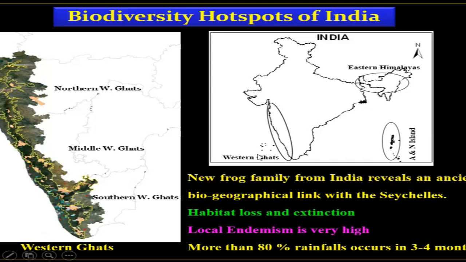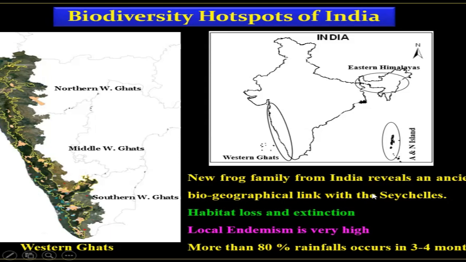And it has a connection between the frogs of the Seychelles Islands and South Africa, especially the eastern part near Madagascar. The Seychelles Islands are there, and all these things are very unique with their habitats, the rain pattern, temperature, humidity, all such things. And that's why more than 80% of rainfall occurs in these 3-4 months, especially from June, July, August, September.